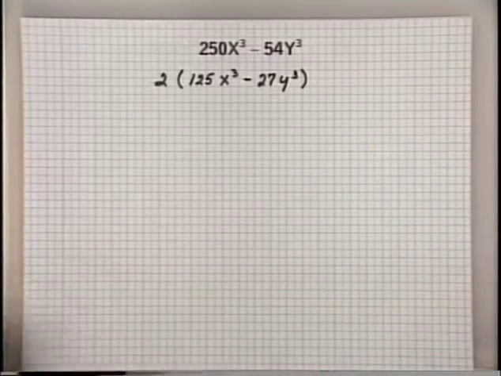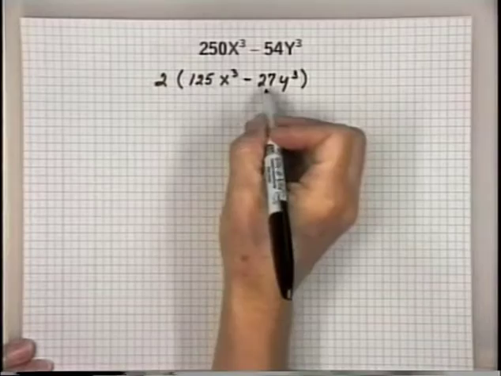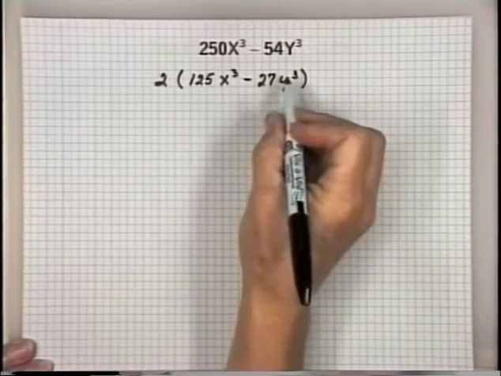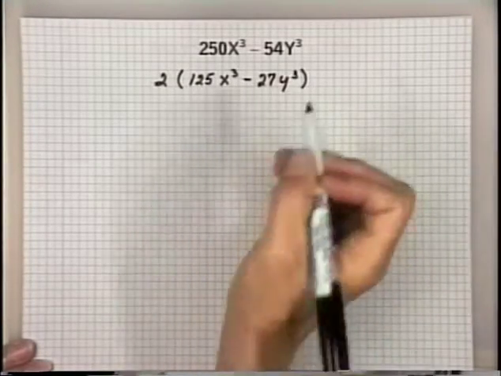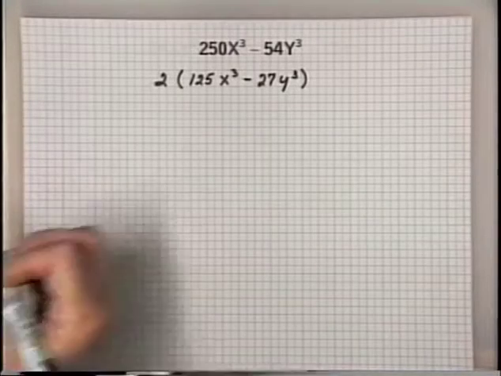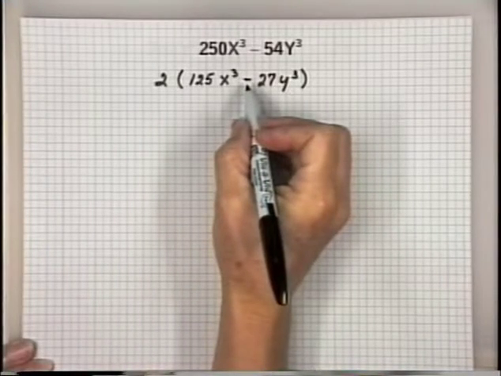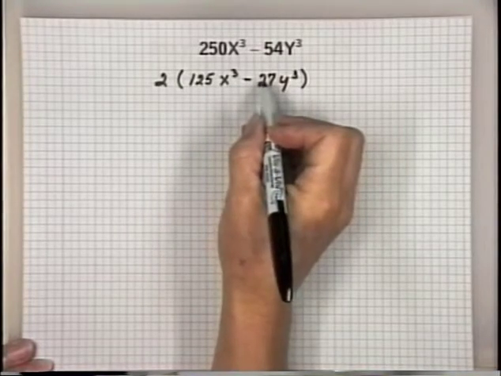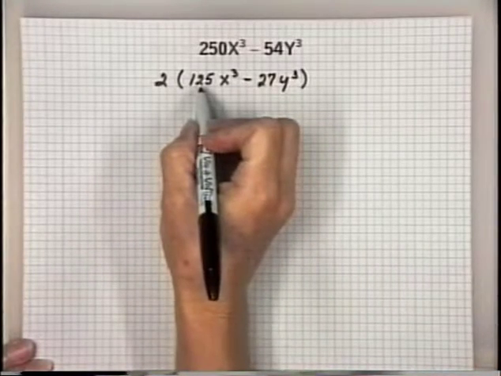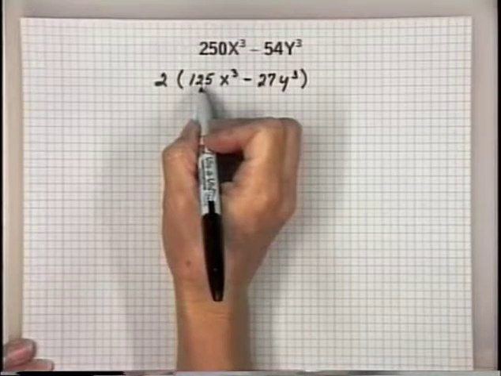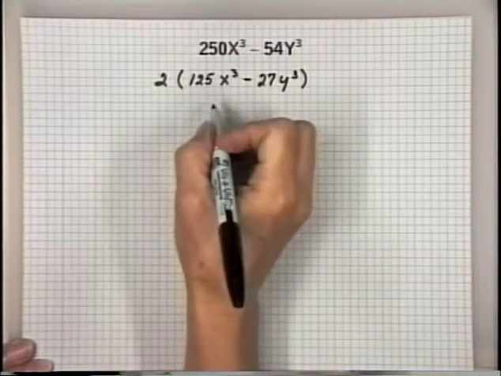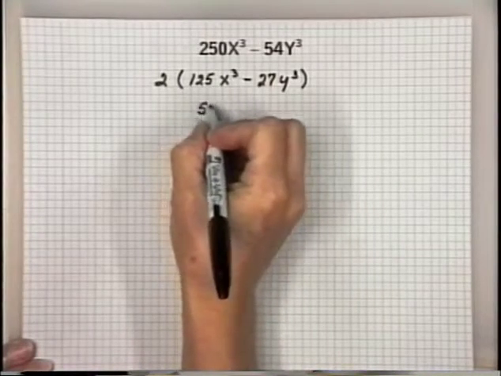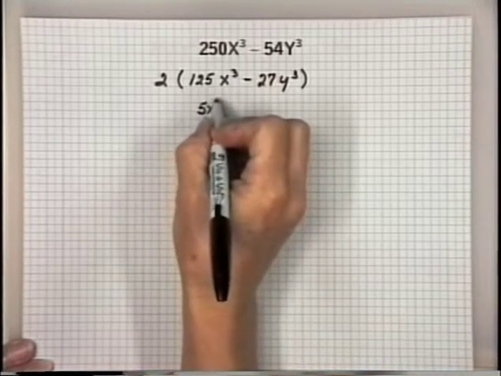Looking at the binomial factor that I have here, I notice it is not a difference of squares because my variables are to the third power. It is also, of course, not a sum of squares. Could this be a difference of cubes? Is 125 some number cubed? Yes, it is. It's 5 cubed. So my first term is (5x) cubed.